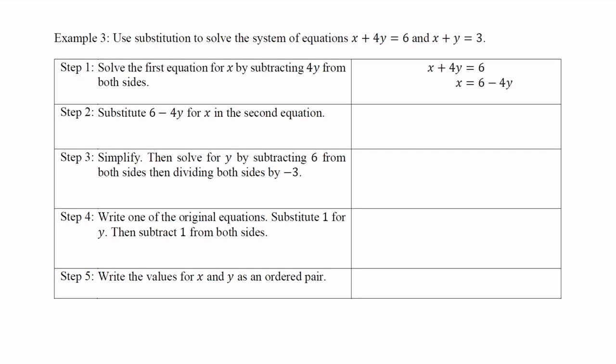Now I'm going to substitute 6 minus 4y in for x in the second equation. So here's my second equation. In place of x, I'm going to put 6 minus 4y, and then I'm going to simplify. So we're going to combine like terms first. Negative 4y plus y gives us minus 3y. Subtract 6 from each side, and then divide each side by negative 3, and we get y equals 1. Now we're going to write one of the original equations. We'll do x plus y equals 3, substitute 1 in for y, and then we'll subtract 1 from each side, so we get x equals 2. So our solution to this one is the ordered pair (2, 1).